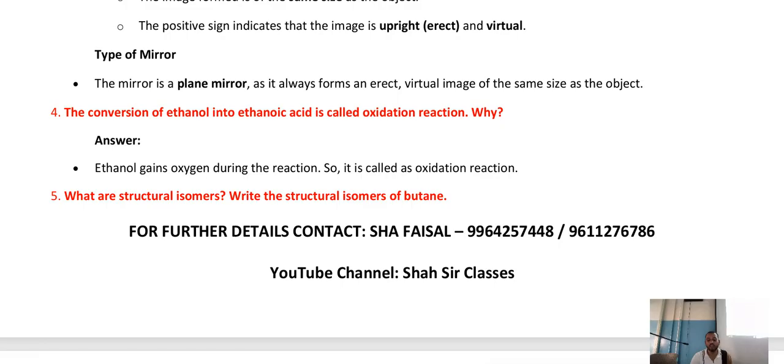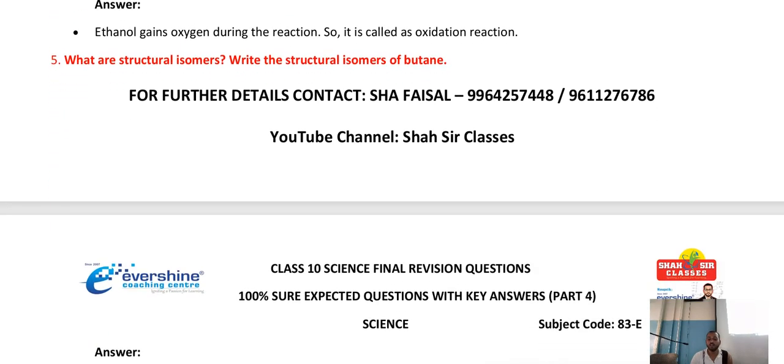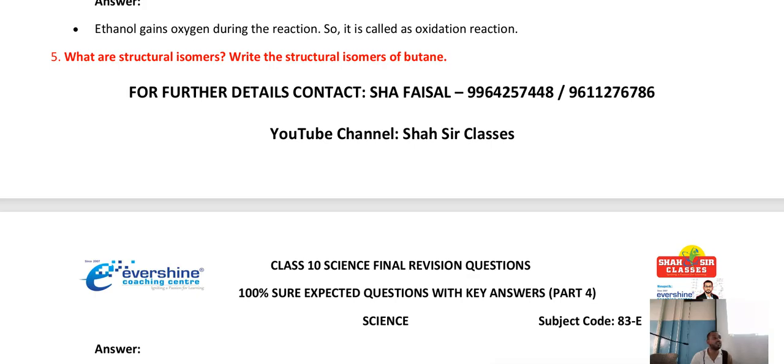The conversion of ethanol into ethanoic acid is called oxidation reaction. Why? Because ethanol gains oxygen during the reaction. What do you mean by oxidation? Gaining of oxygen. Remember the chapter Chemical Reactions and Equations, where we discussed the oxidation reaction and reduction reaction. Oxidation means gaining of oxygen. So here also ethanol gains oxygen during the reaction, so it is called oxidation reaction. That's the answer. Is this clear?